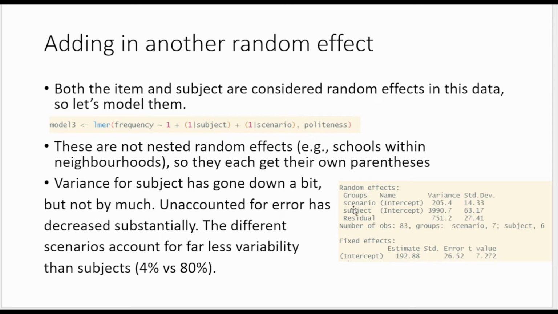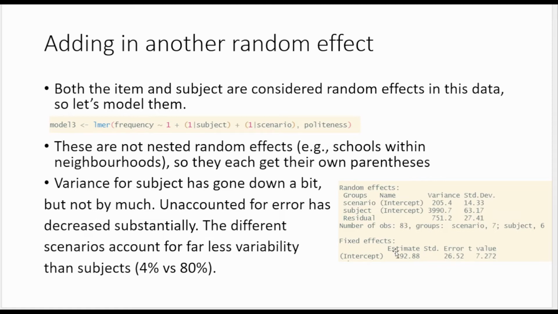We have random effects, and instead of having just the subject, we now have scenario and subject. And then of course we have our residual, which has gone down a bit, because now we have a new variable that accounts for some of that residual that we didn't know before. So subject's still around the same, but our residual has gone down. Variance for the subject has gone down a bit, but not by much. Unaccounted for error has decreased substantially because we added a new variable.